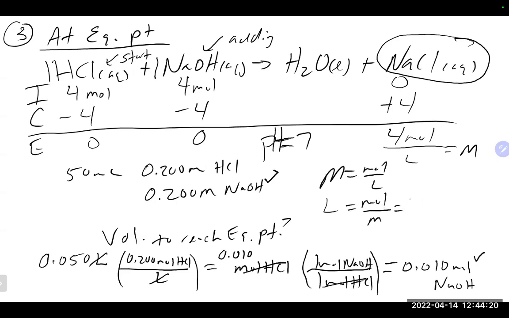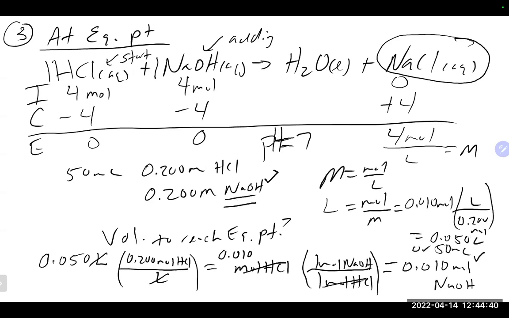So that would be basically 0.01 moles divided by our 0.2 moles per liter. That gives us 0.05 liters, or 50 milliliters of sodium hydroxide would be needed, which is the long version of M1V1 equals M2V2. You can basically take 50 times 0.2 and divide it by 0.2, and you end up with 50.